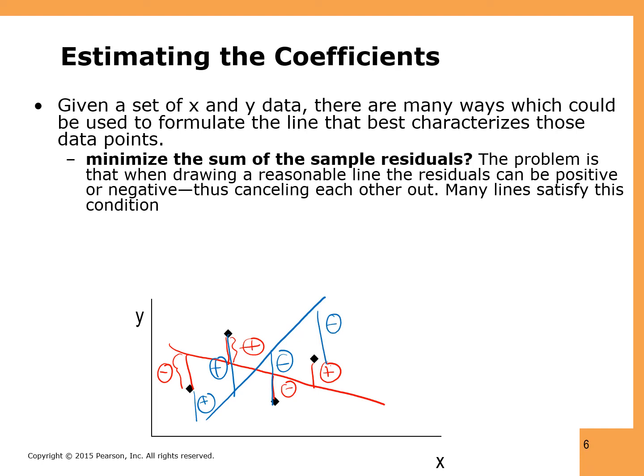So the problem is that it's hard to minimize the sum of sample residuals, because when you have positive and negative errors, they can end up canceling each other out and you may end up with a bunch of different lines that give you very small errors.